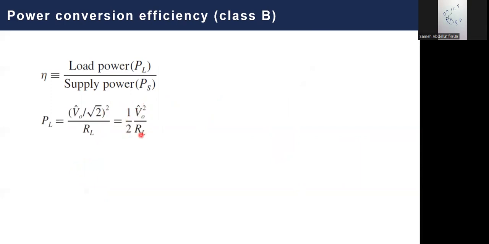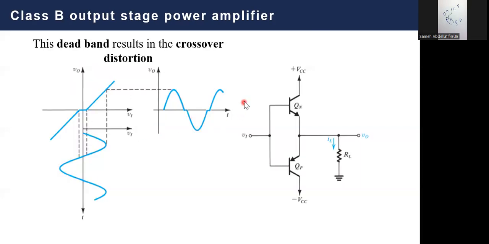Now, what about the suppliers? Simply, we have two suppliers. The first supply is the positive VCC, and the second supply is the negative VCC. However, these two supplies are not working during the whole operation. And during the working operation of each supply, its current is variable. Simply, if we are in the positive half cycle and this QN is turned on, then this QP is turned off and is not working.